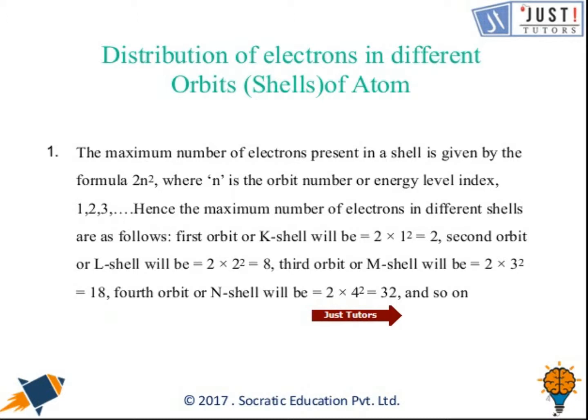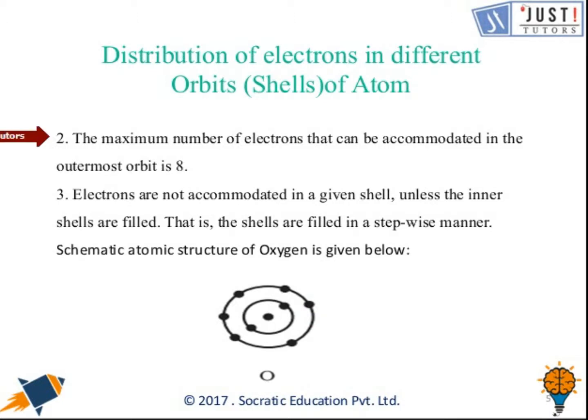So now, let's move ahead. There goes rule number 2. So the maximum number of electrons that can be accommodated in an outermost orbit is 8. So this is our rule number 2. And rule number 3 says electrons are not accommodated in a given shell unless the inner shells are filled. That is, first we fill in the first shell, the innermost, then the second orbit, and then third, fourth, and so on.